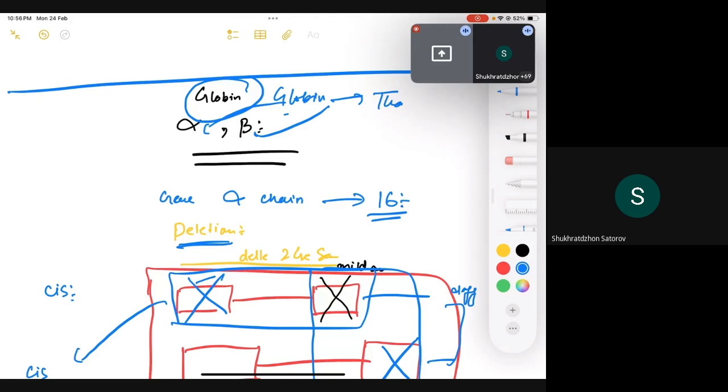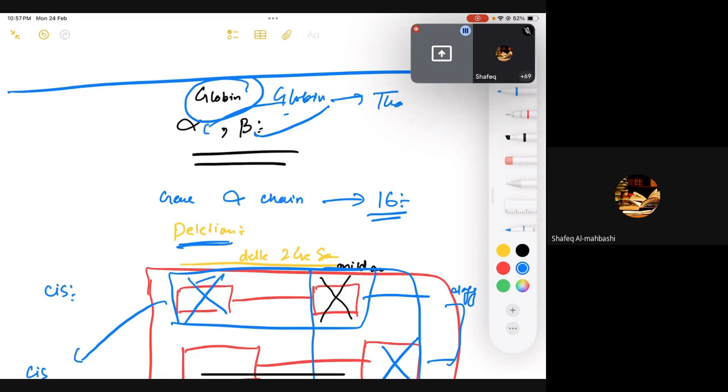So we can have different possibilities. For example, deletion of a single gene is going to lead to mild anemia. We can have deletion of two genes, but again we have 2 different possibilities. Either 2 of them are deleted on the same chromosome, which is known as cis, or one is deleted on one chromosome and the other on the other chromosome. Are you getting me? Yes. That's called trans.